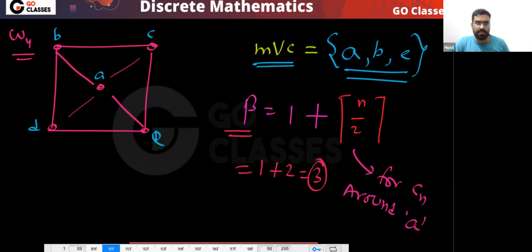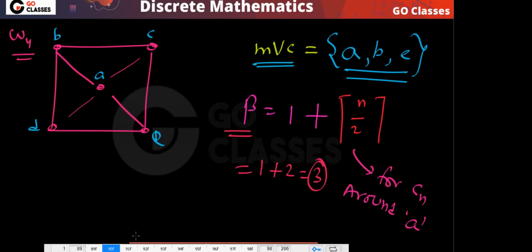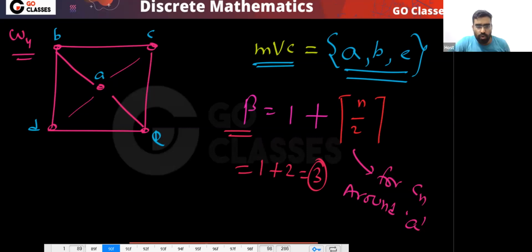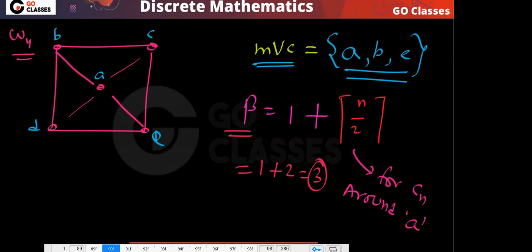Hello, Nikhil? Sir, am I audible? Yes. Sir, for the edge covering in the wheel graph, like we had done previously, the floor of n by 2 and then adding the one. Sir, isn't that the right approach? Floor of n by 2, then adding the 1. Yes, sir, in the wheel graph.